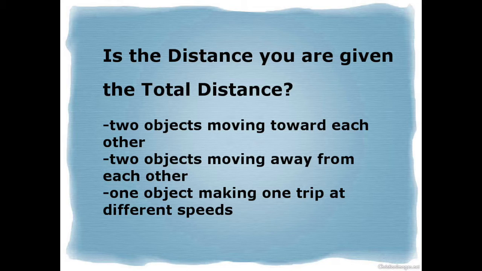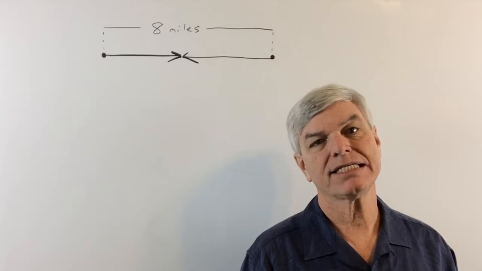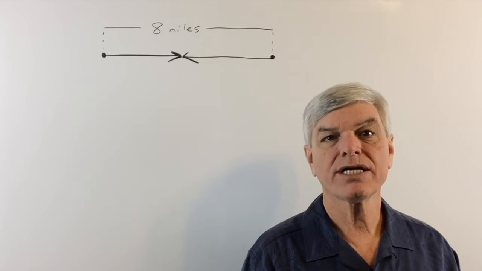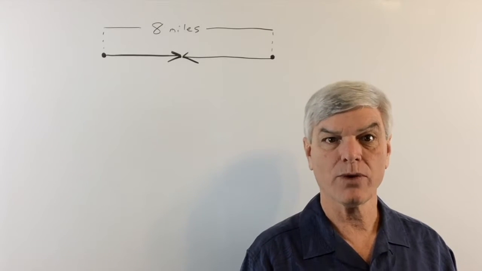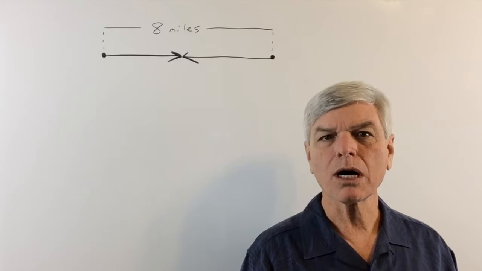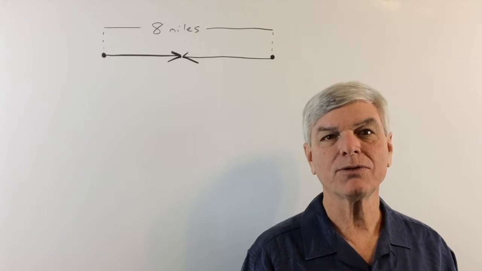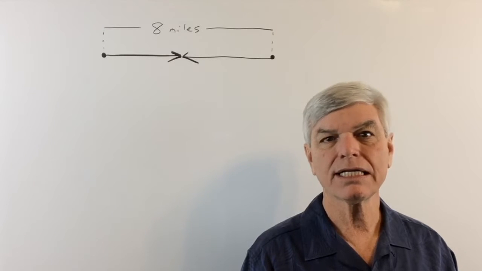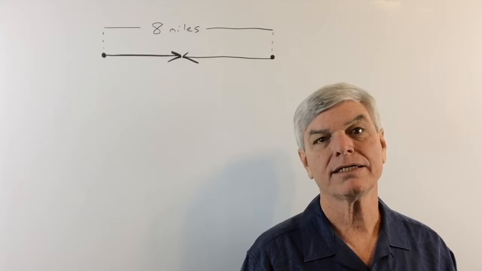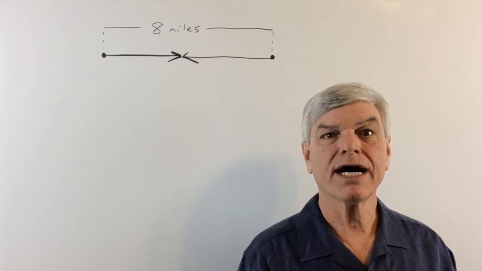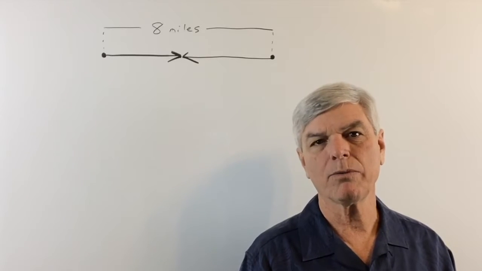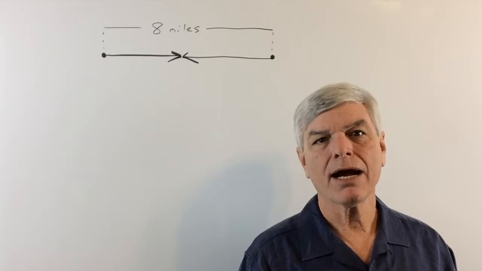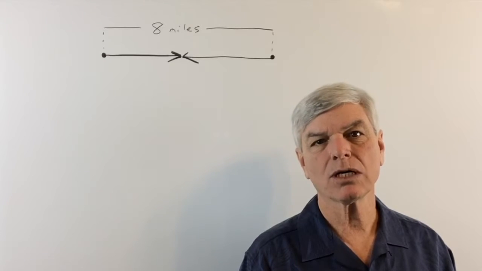Do we have one object making one trip at different speeds? Let me give you an example where that would be the case. Somebody's running to the store, and after a while they get tired, so they walk the rest of the way to the store. Well, to the store sounds like one trip, but it's really two. The first portion of the trip is where he's running, and the second portion is where he's walking. So we'll divide the problem up that way. We have a problem like that coming up, so you'll see what I'm talking about when we get to that. But right now, what do we do when we have the total distance?